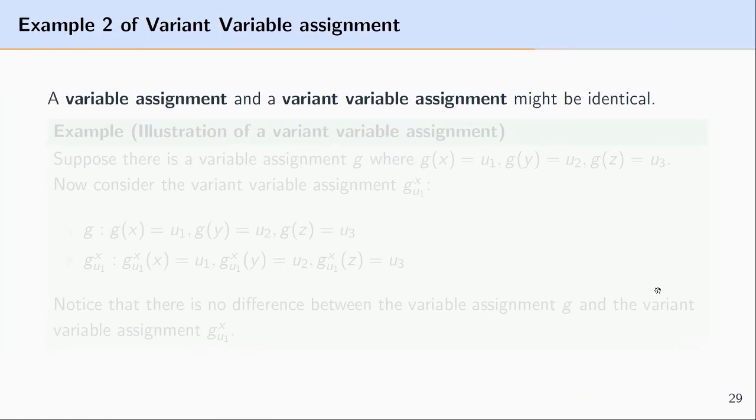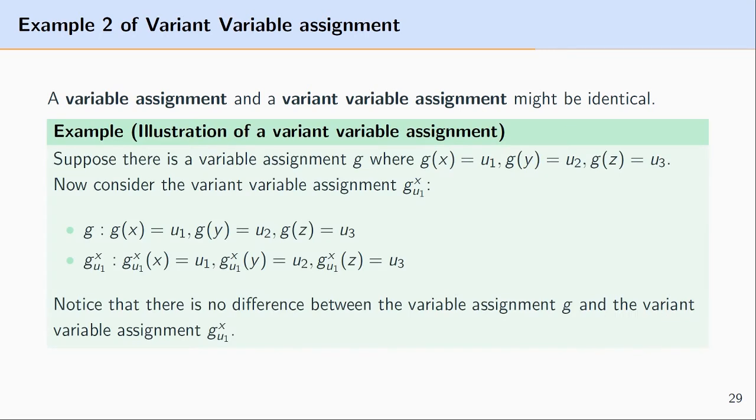One thing to note about variant variable assignments is that they might be identical to the original variable assignments. So suppose there's a variable assignment G, and just to run through this one really quickly, we have G again: it takes X, assigns it U1, takes Y, assigns U2, takes Z, assigns U3. And now we have this variant variable assignment that's going to take X and assign it U1. So it's going to behave identically to G, since X will denote U1.